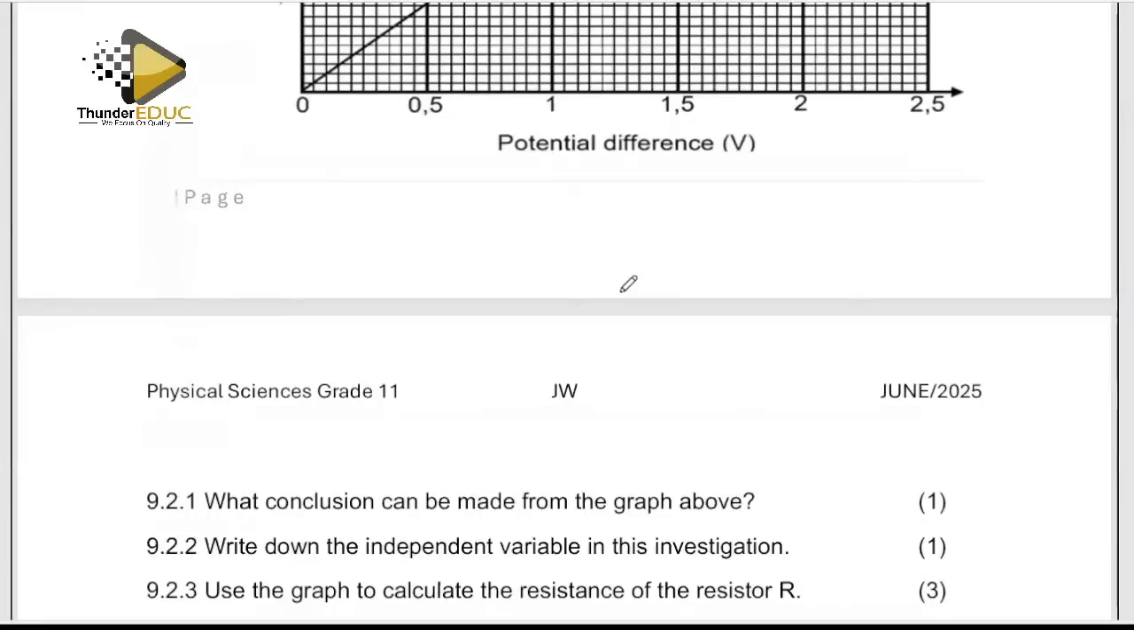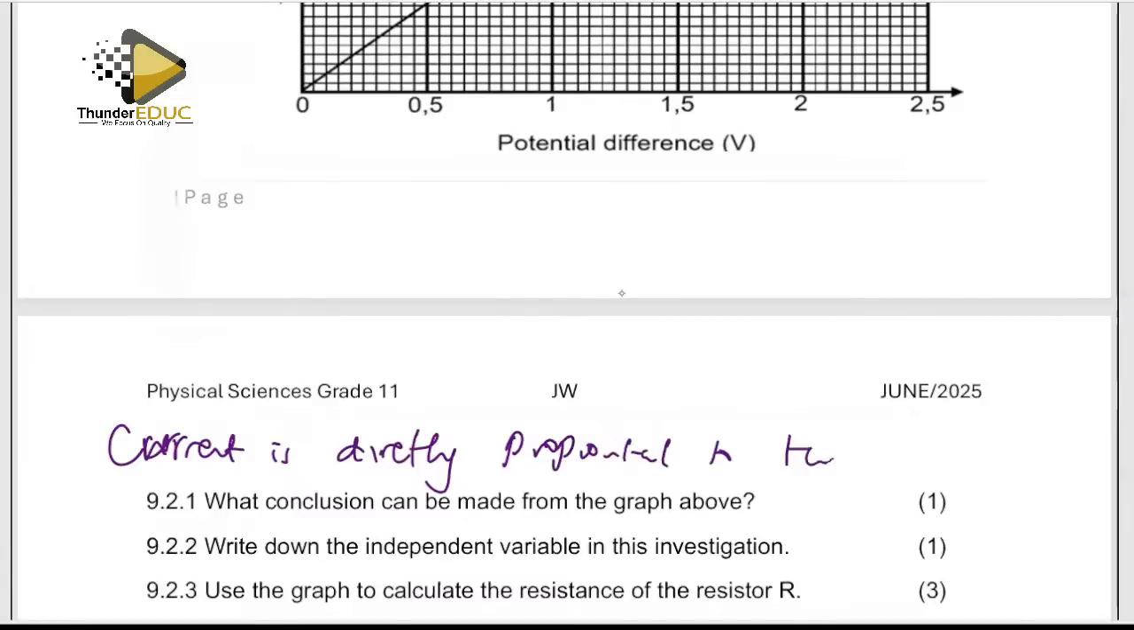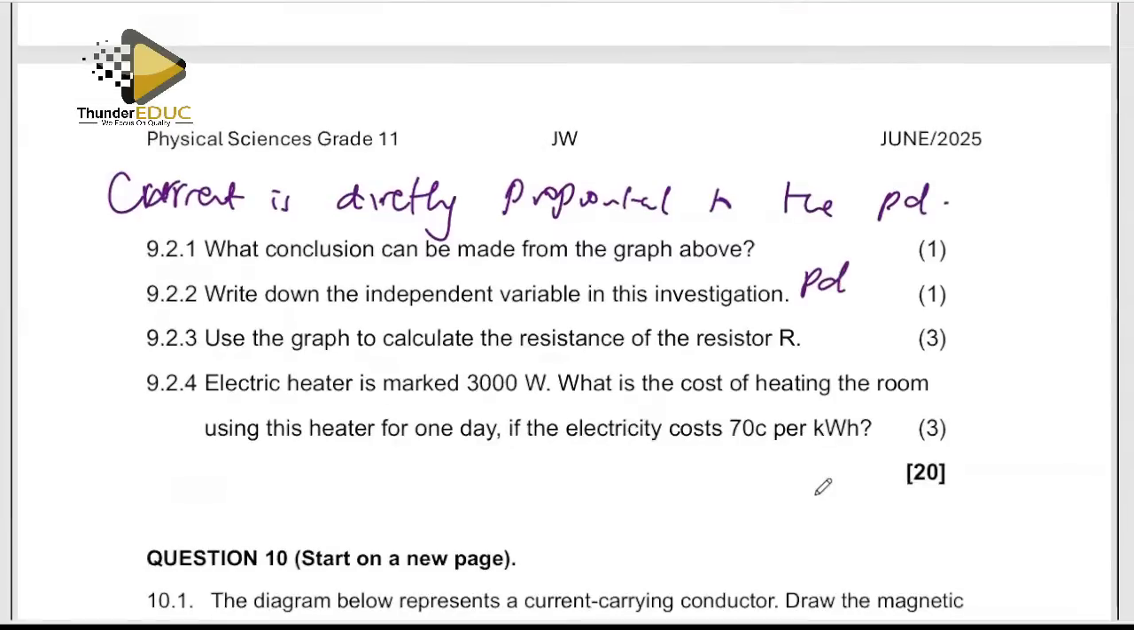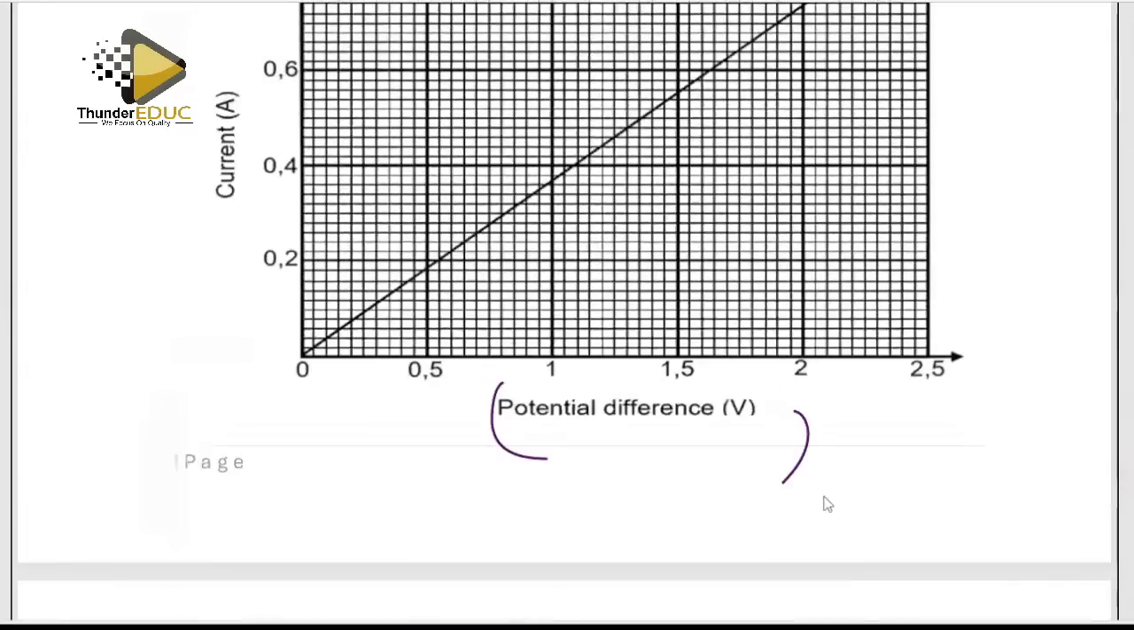Ohm's law tells us that current is directly proportional to the potential difference. And then which one is the independent? So in this case, independent must be found on the horizontal, which is the potential difference. And then use the graph to calculate the resistance. So resistance is more like the gradient.